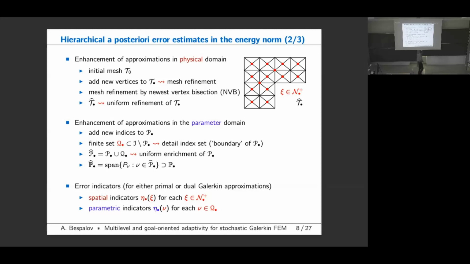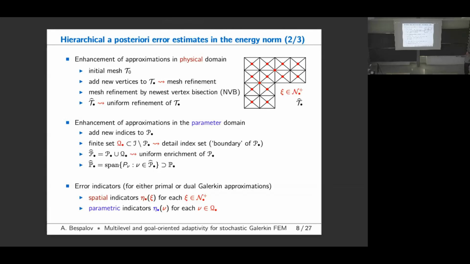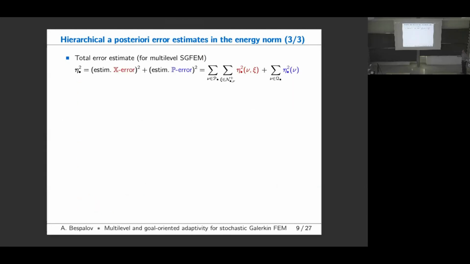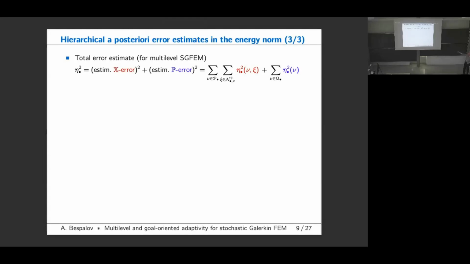Okay, and you have error indicators coming from this construction. The error indicators in spatial approximation are associated with these new points, the red dots, which are midpoints of the edges of the original triangulation. Parametric error indicators are associated with new indices in the boundary of the current index set. So the error estimate is the sum of the estimate in space and the estimate in the parameter domain, and you just sum all error indicators. Previously it wasn't dependent on Xi because this was for simplicity, for the single level version. For the multi-level, in general you have different error estimates for different parameters because the meshes might be different for different parameters. So this accounts for everything.